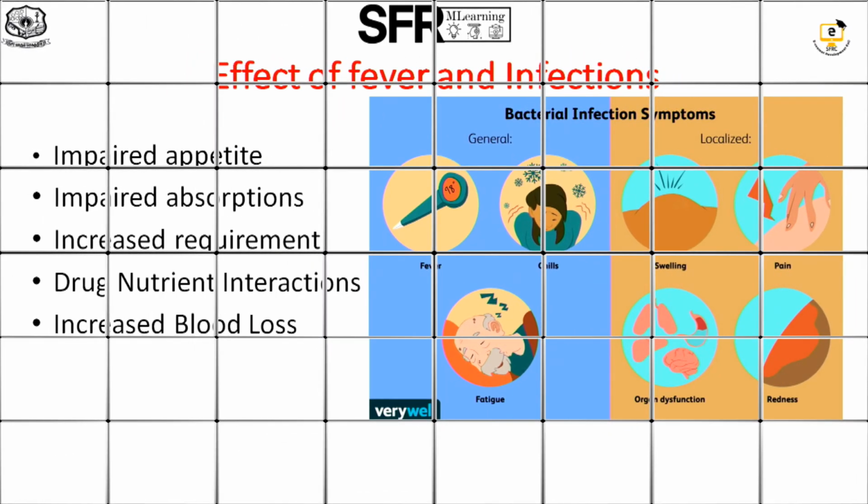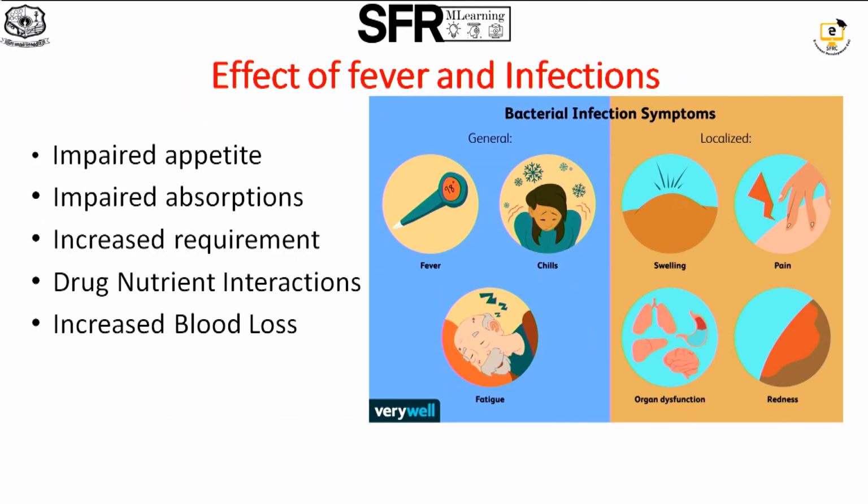Now, the effect of fever and infections. Fever affects the normal metabolism of our nutrition and regulation of our human body processes. The first one is impaired appetite. At the central level, a transient reduction in plasma levels of micronutrients like zinc, and an increase in circulating interleukins during acute infections could possibly impair the appetite. In some infections such as gastroenteritis, vomiting and abdominal pain are obvious causes of impaired appetite.